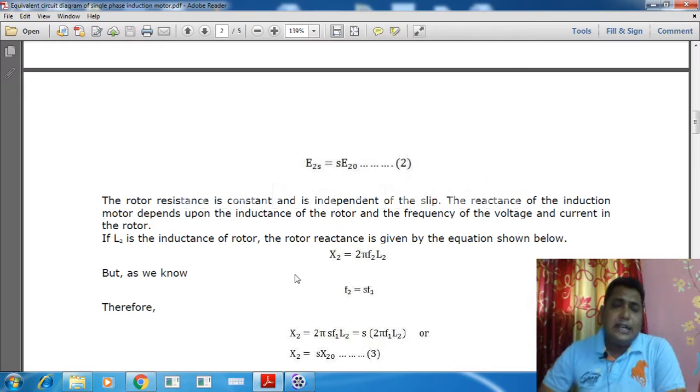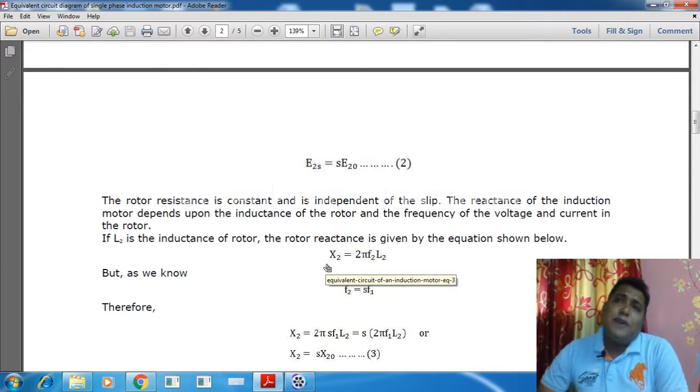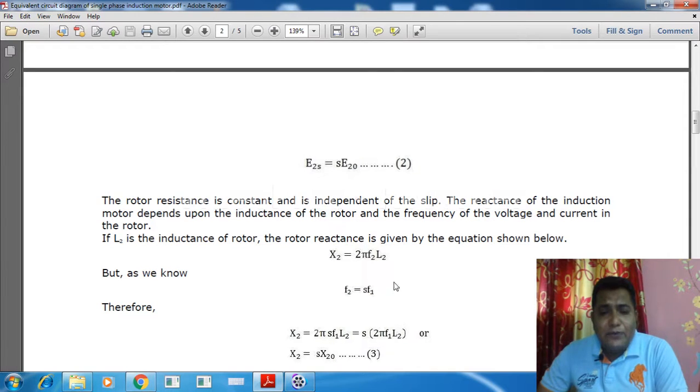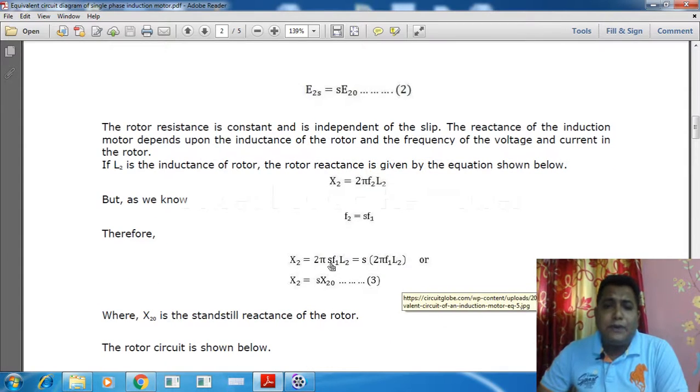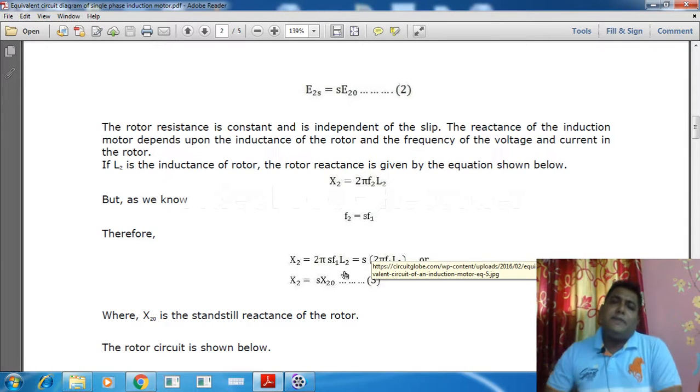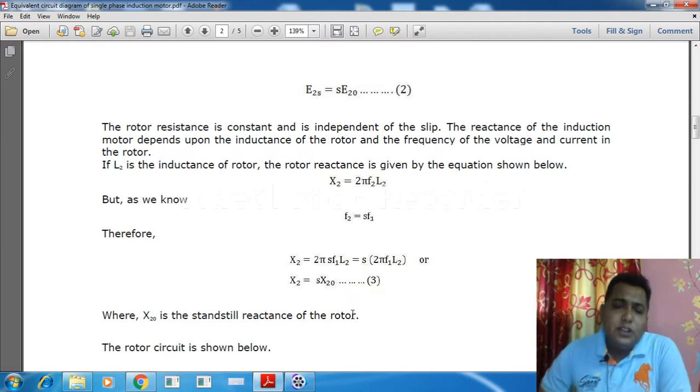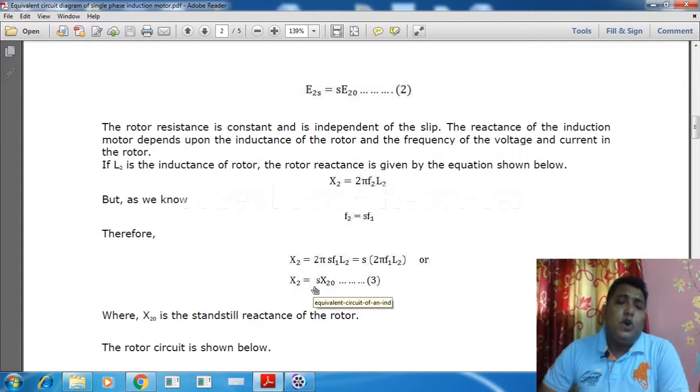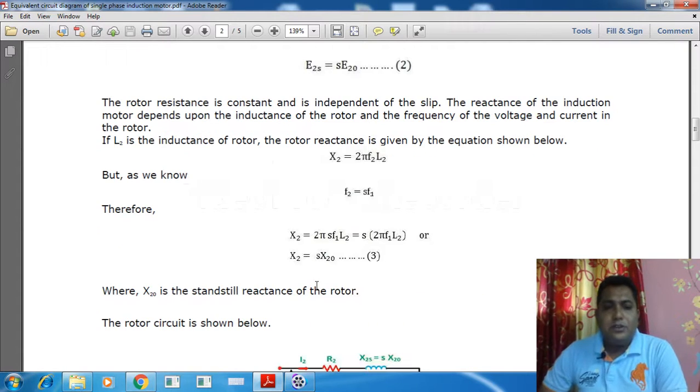If L2 is the inductance of the rotor, the reactance is given by the equation. We know that X2 is equal to omega 2 into L2. Now what is omega? 2 pi F2. And what is F2? F2 is equal to S into F1. So if we place that in, instead of F2 we put S into F1, and we can write X2 is equal to S into X20, where X20 is the standstill reactance of the rotor.